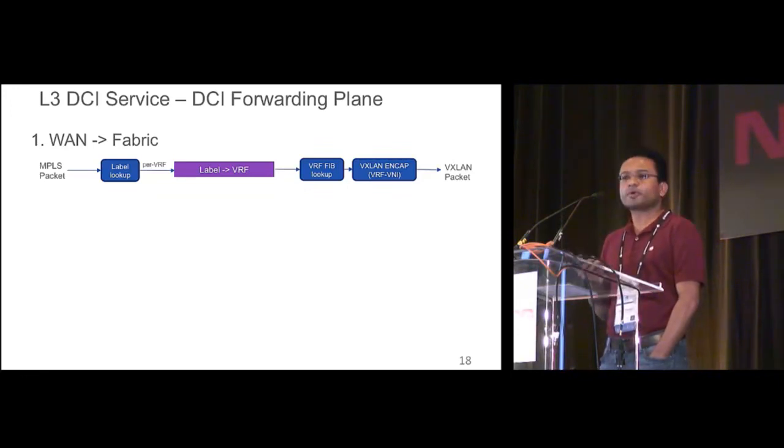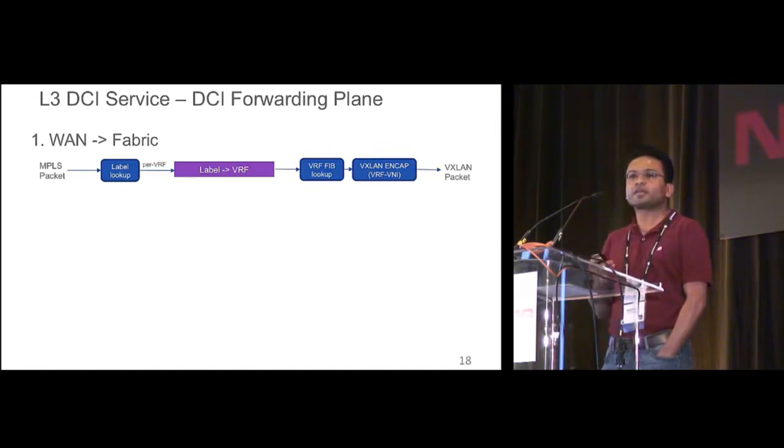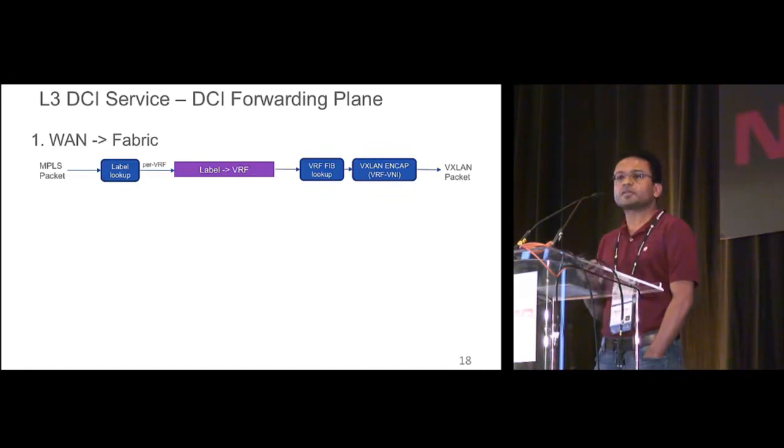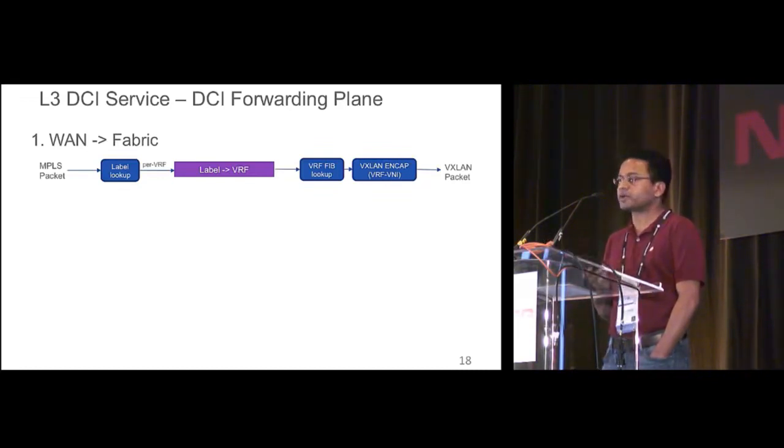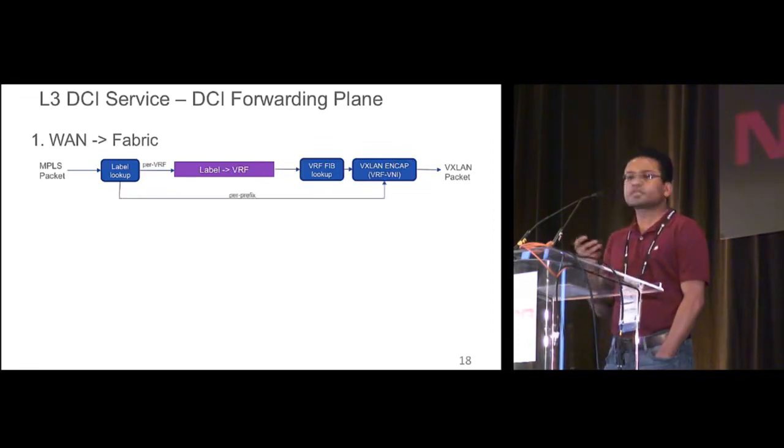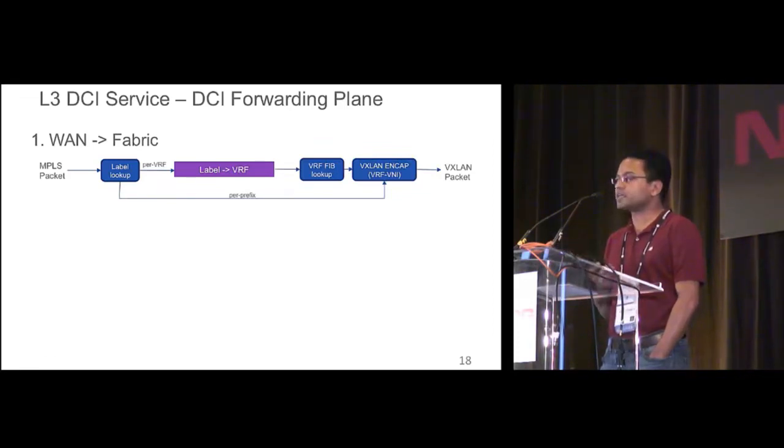It removes the per VRF label and attaches a VXLAN encap, the L3 VNI, and pushes it out as a VXLAN packet towards the fabric, or towards the data center. So this is for per VRF. If it is per prefix, it does a label lookup, removes the label, attaches a VXLAN encap, which is an L3 VNI label, and sends it out as a VXLAN packet.